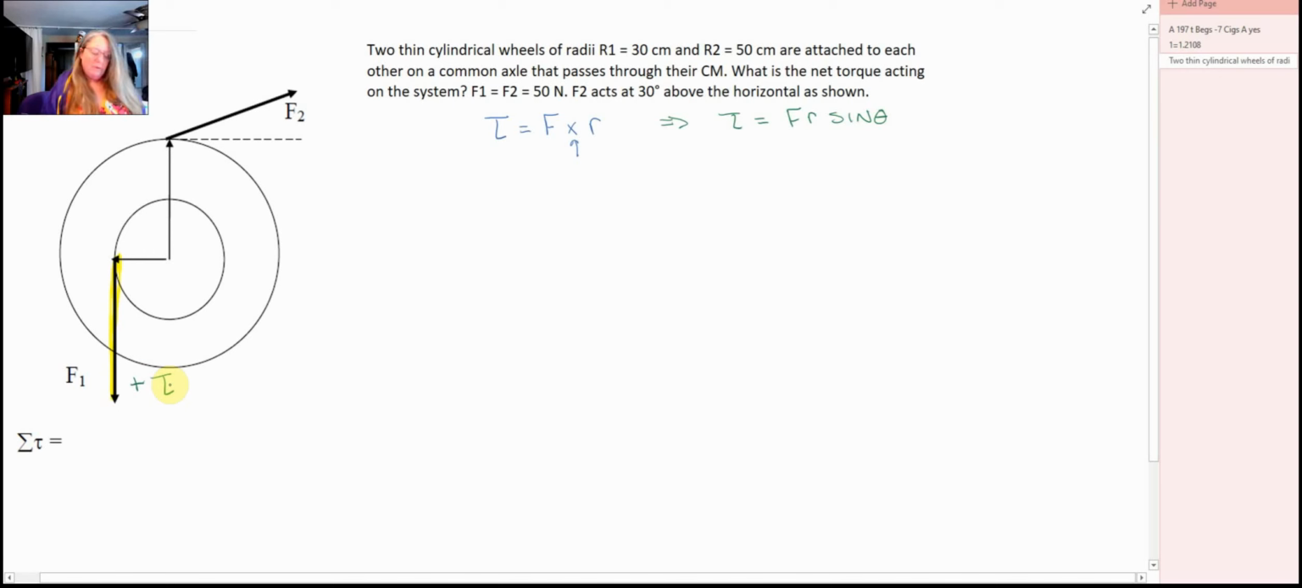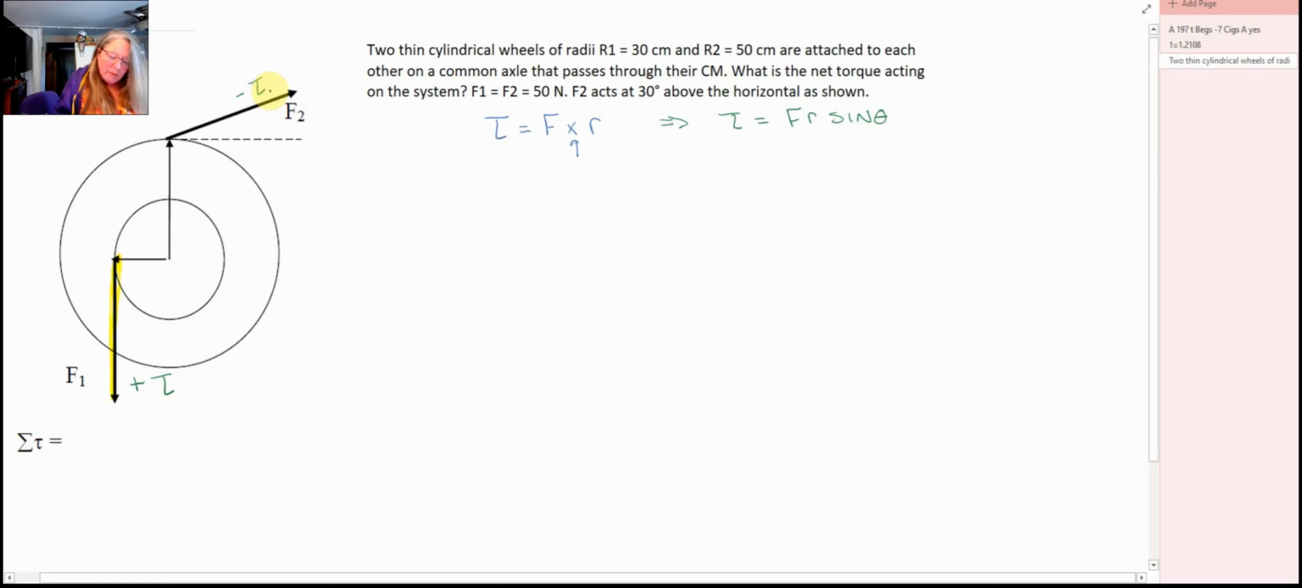Now let's look at F2. Now I look at that. That force is going to make it rotate clockwise. Oops, I'm doing it with my left hand, sorry. Clockwise. So my thumb is going into the page. This is a negative torque.